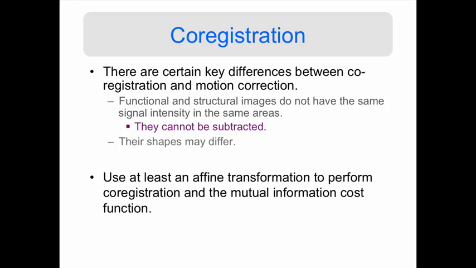Also, their shapes may vary, so we can't do a rigid body transformation because the shapes of the images might be somewhat different. So what we need to do in co-registration is to use at least an affine transformation, so 12 degrees of freedom, that allows us to not only move it around in space, but also scale and shear a little bit. And we also have to use mutual information cost functions because we have the differences in signal intensity.